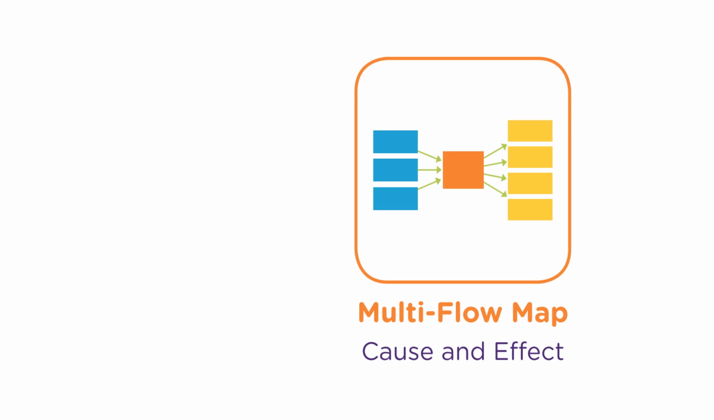Okay, we are going to look at the multi-flow map now, which focuses on cause and effect. And as we did with the two prior maps, we're going to think about questions which can guide us into using the multi-flow map. First question would be, why did something? Another question could be, what are the benefits of something?